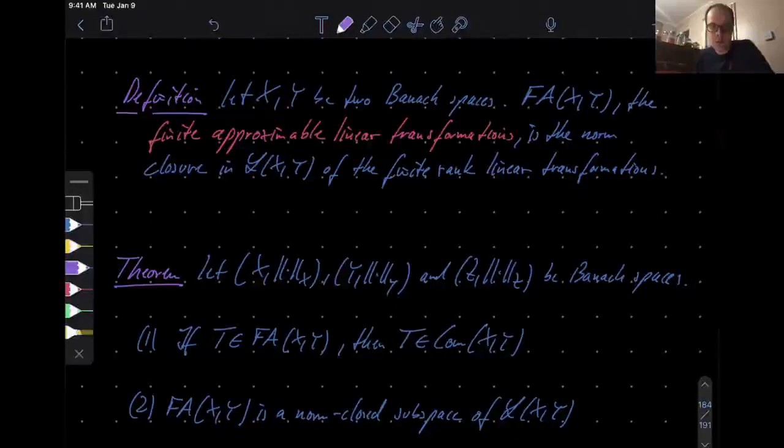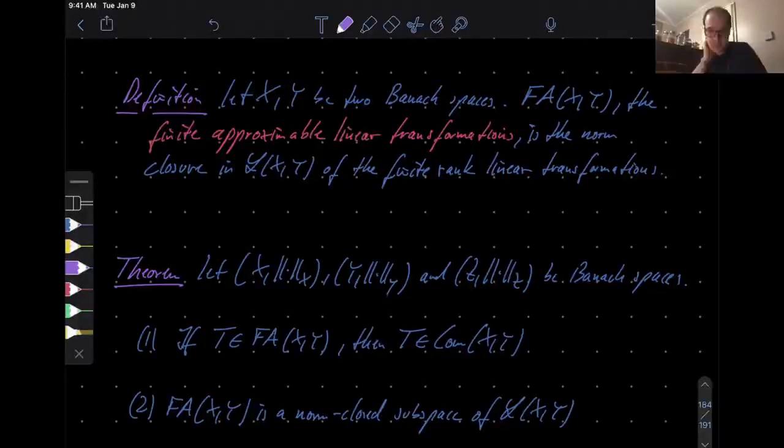Hi guys, welcome back. We are now going to first discuss a new collection of special bounded linear transformations on Banach spaces, and that new family will be useful in proving some further properties about compact linear transformations. Now that family, which is written here in the very first definition on top of the page: if you have two Banach spaces, then Fa(X,Y) are called the finite approximable linear transformations.